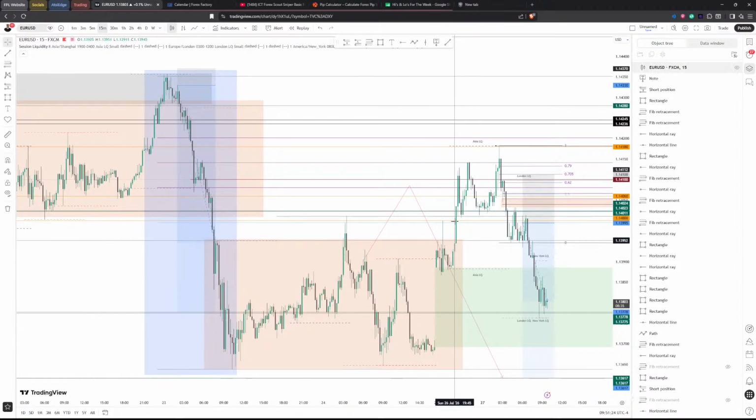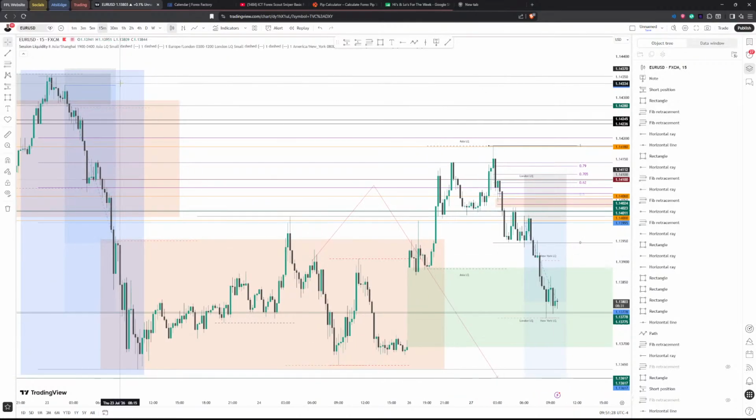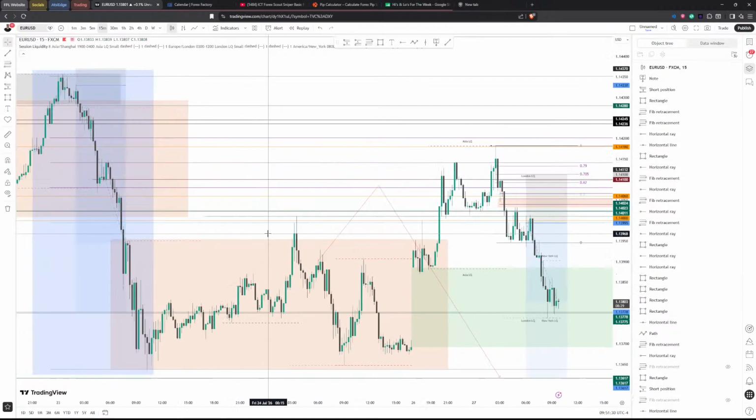But price displaced up, which means institutions took out something. Why did they do this? Because they needed to take liquidity, right? So what liquidity did they take? Well, first of all, they came up to this area. You can see this red line here. Let me explain the red line first. I drew this red line just predicting what I think will happen.